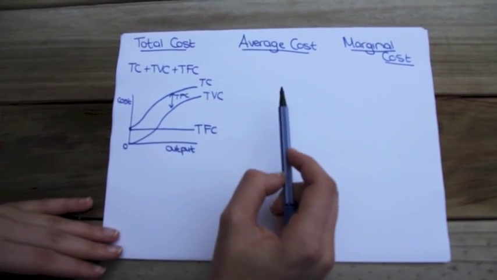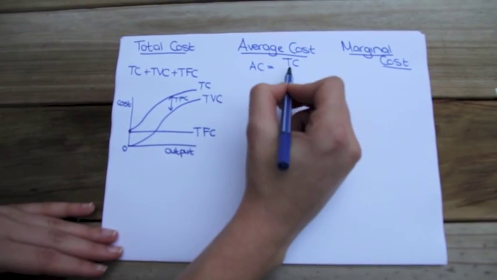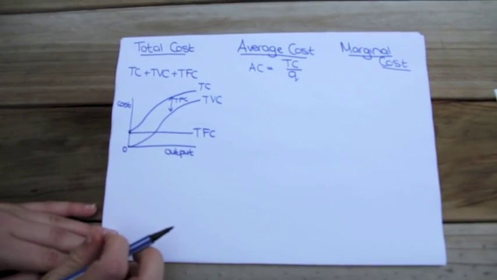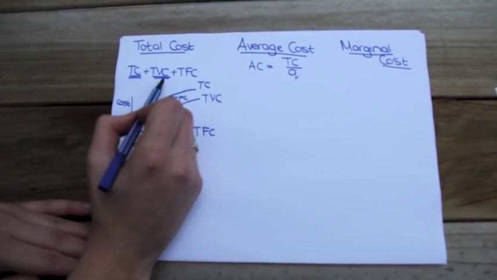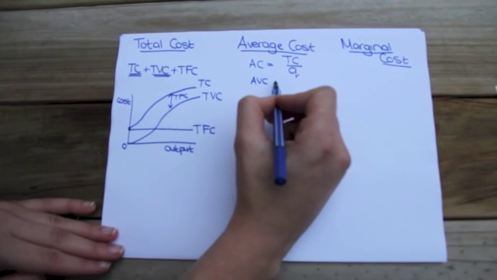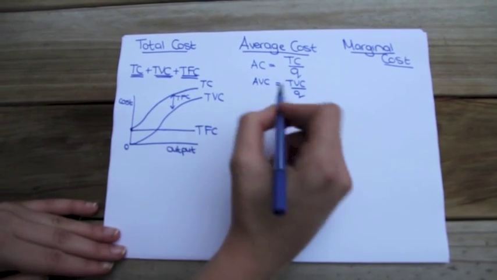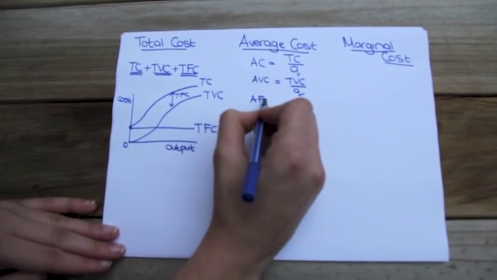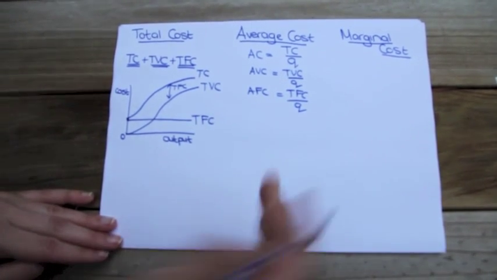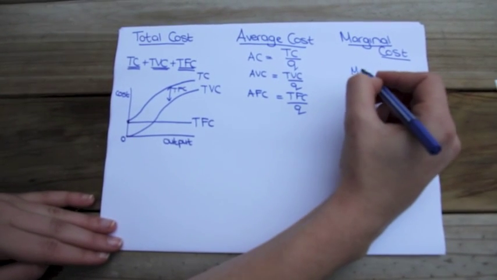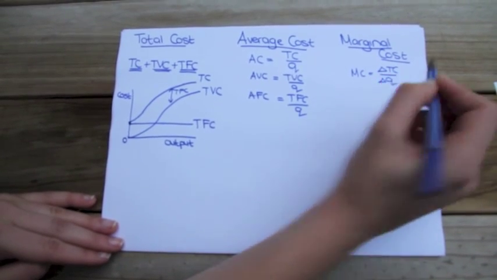Now for average cost, it equals our total cost divided by the units of output we produce. So that is this. But if we wanted to work out your average variable cost, it would be your total variable cost divided by units. And similarly, if we wanted to work out our average fixed cost, it would be our total fixed cost divided by our units. Now for marginal cost, it's the change in total cost divided by the change in units.